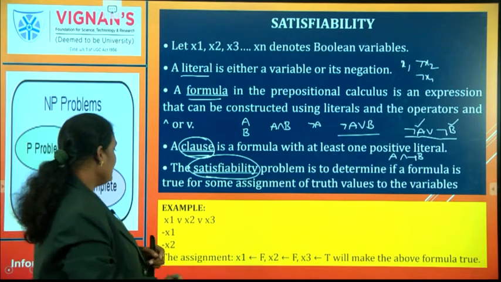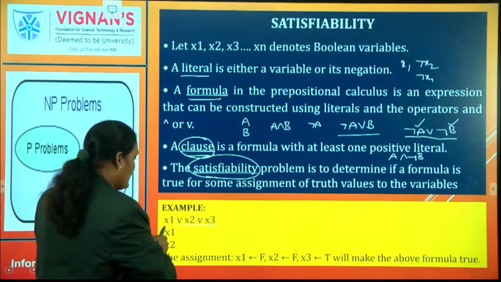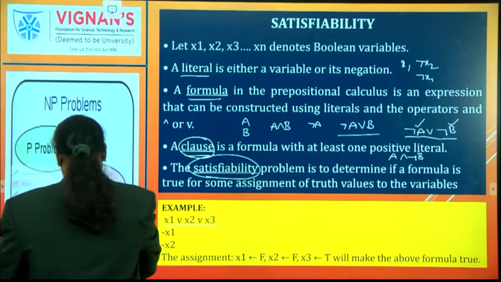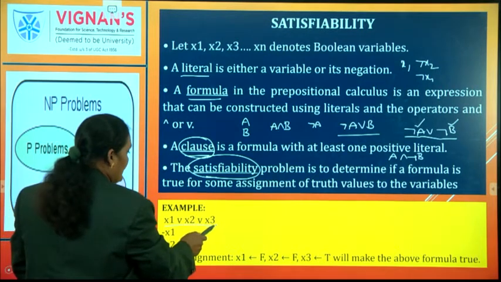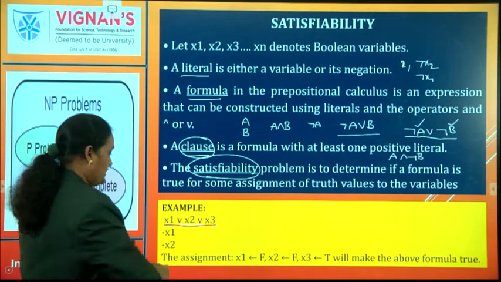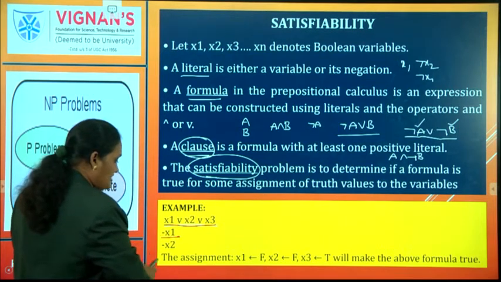Okay, let us see the example: x1 or x2 or x3. And here I am taking another one, negation x1.